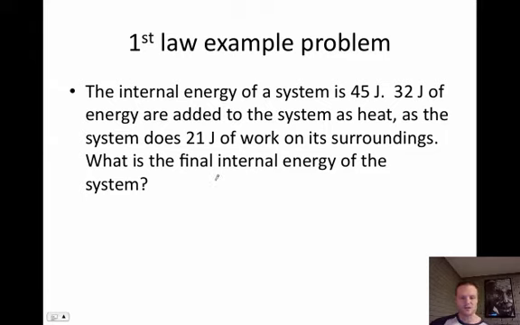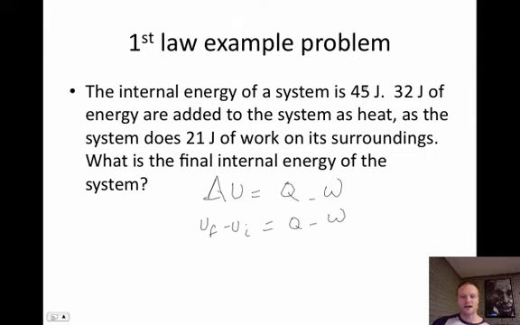First thing I'm going to do is write my equation here because I forgot to put it in the PowerPoint. So delta U equals Q minus W. And remember, this really is U F minus U I equals Q minus W. Sometimes it helps me to write that out so I can see it all. It says the internal energy of a system is 45 joules.